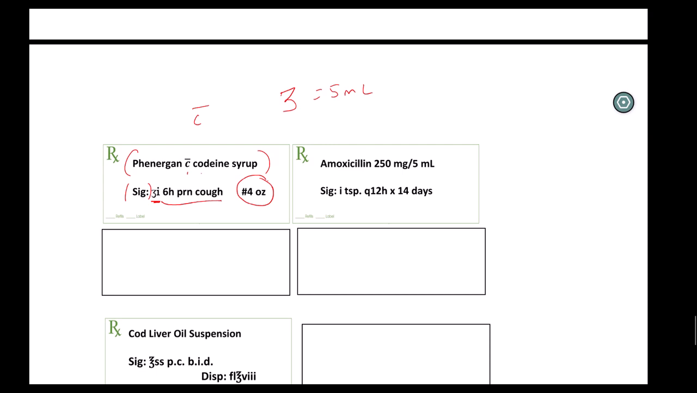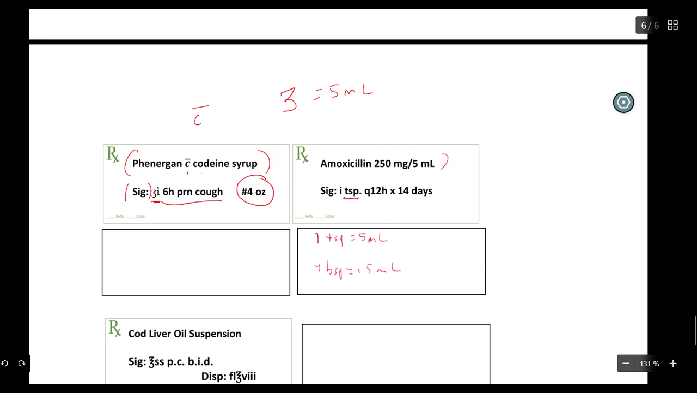The next one here, we have amoxicillin, which is a suspension. It's 250 milligrams per 5 mLs. If you're dispensing 1 teaspoon, that's the abbreviation for teaspoon, every 12 hours for 14 days. Right? 1 teaspoon is 5 mLs. That 1 teaspoon that we want to know is equal to 5 mLs, something we definitely want to be aware of. If you see something that's a tablespoon, this is 15 mLs.